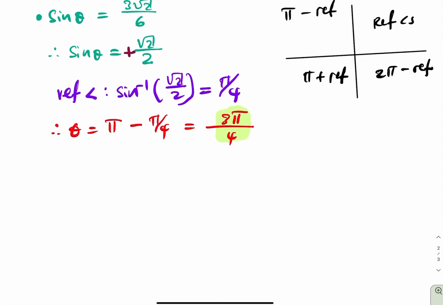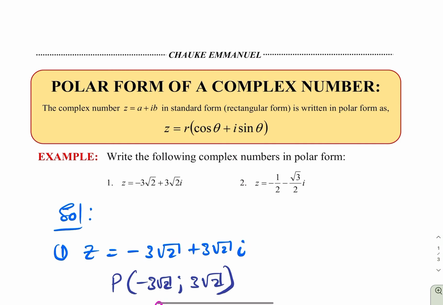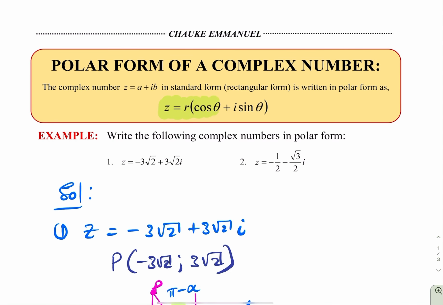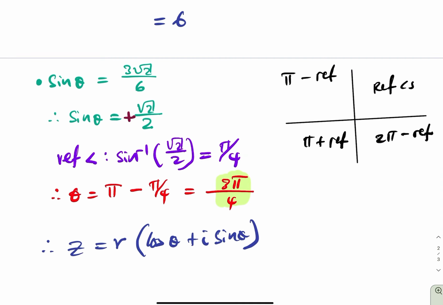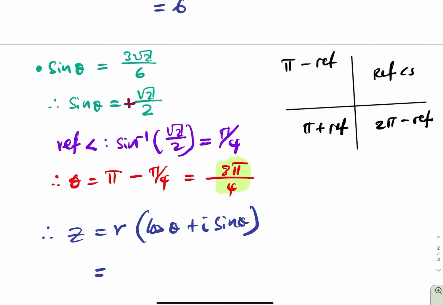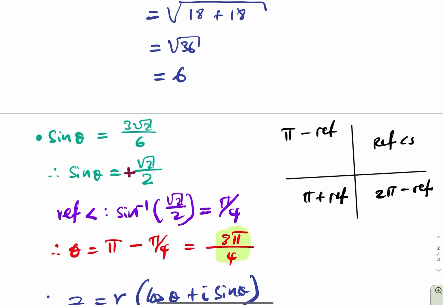So I need to write this in polar form. How do I do that? In polar form, I have z is equal to r into cos of theta plus i sine of theta, which is this particular formula here. I just gave it to you for free. That is your polar form, or the modulus argument form. So this would be very easy to say now that your r, you found it to be 6. That was your r.